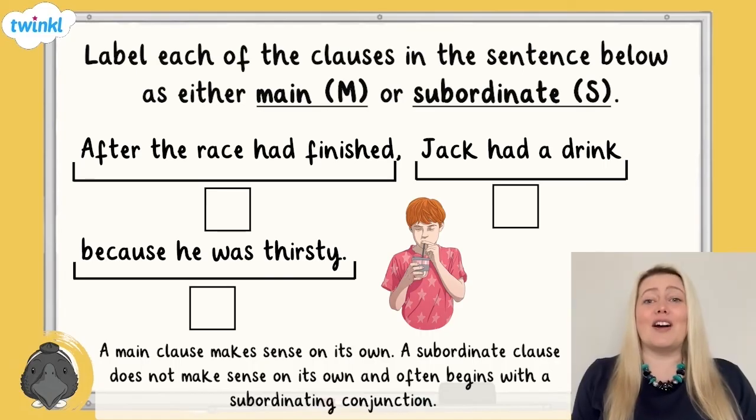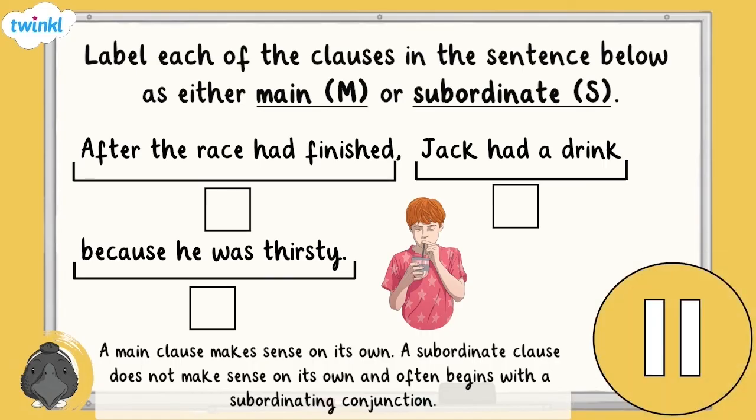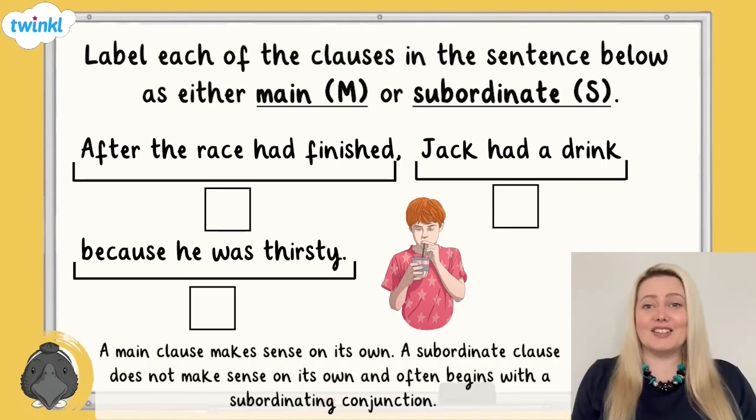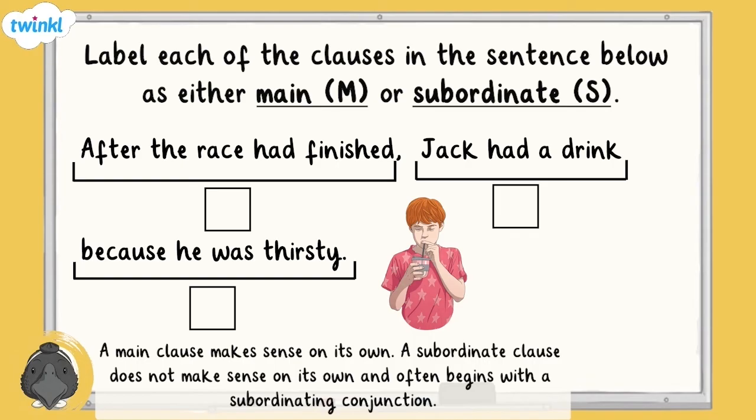Pause the video now and have a go. Do you have an answer? Great. Let's take a look at the question. After the race had finished, Jack had a drink because he was thirsty. There are 3 clauses in this sentence. 1 is the main clause and 2 are subordinate clauses. Well done if you correctly labelled all 3.